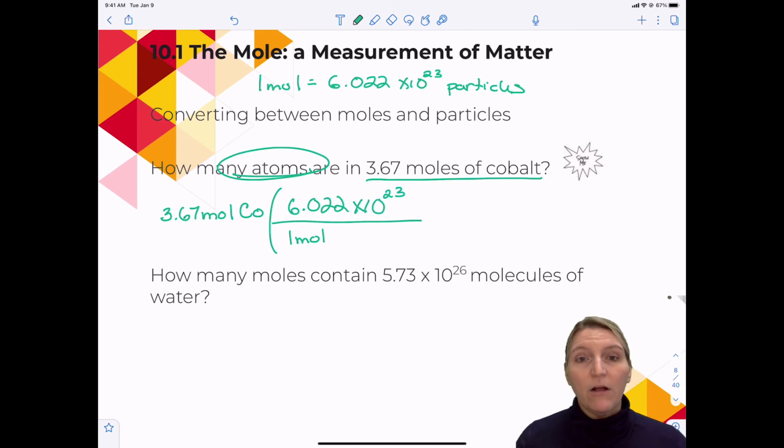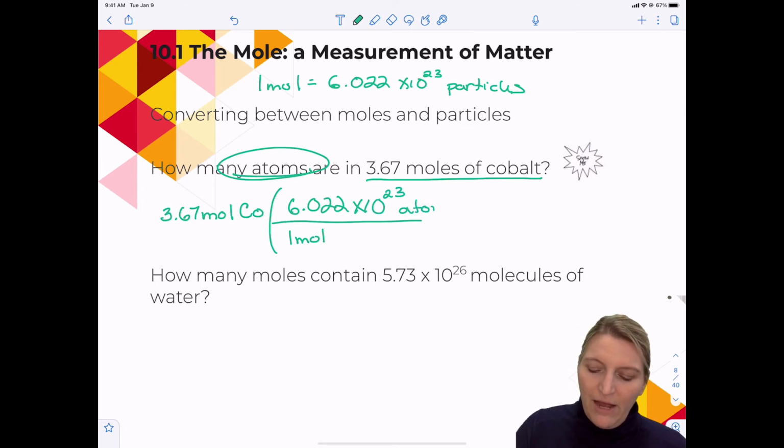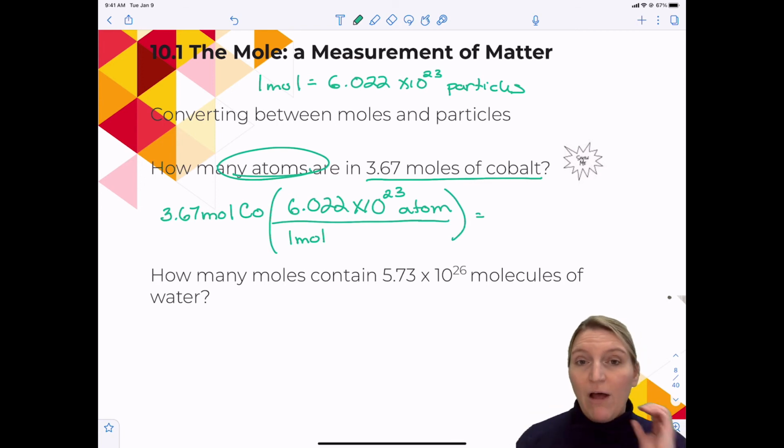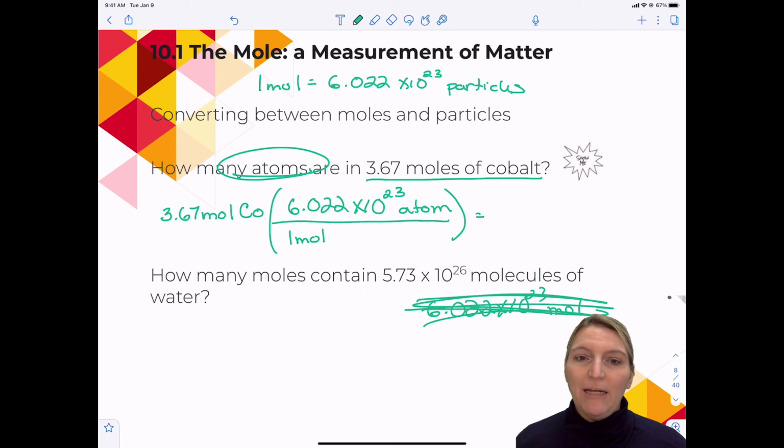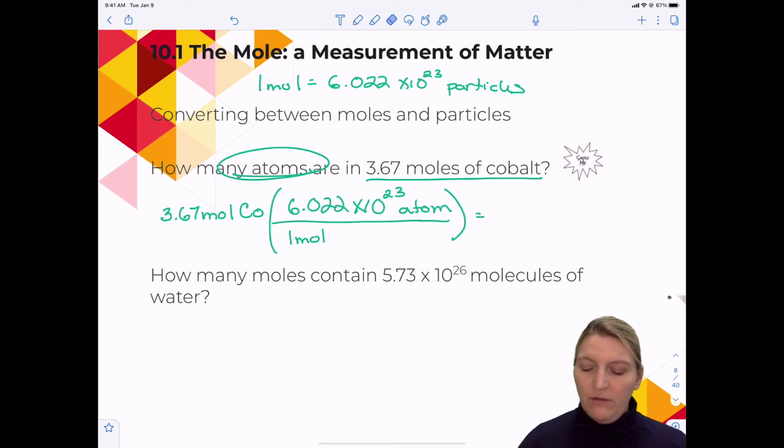What's the smallest particle of cobalt? Well, that would be an atom of cobalt. So that number, 6.022, Avogadro's number, goes with the words atoms, molecules, or formula units. What a lot of students will start doing is 6.022 times 10 to the 23rd mole. That is not true. So 6.022 times 10 to the 23rd moles of something means moles squared. That is a ridiculously large number, so that is not true.